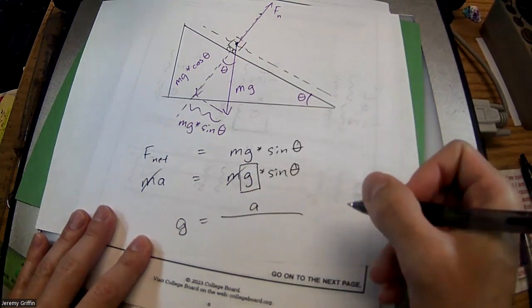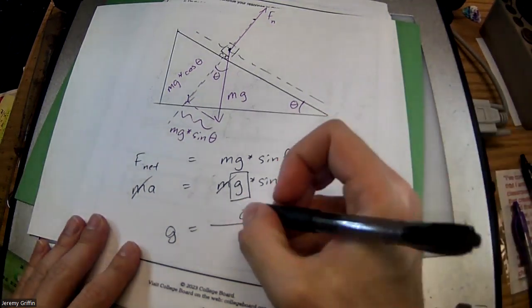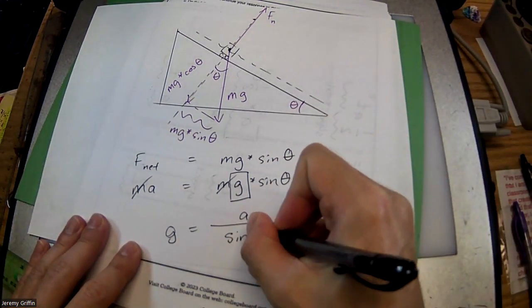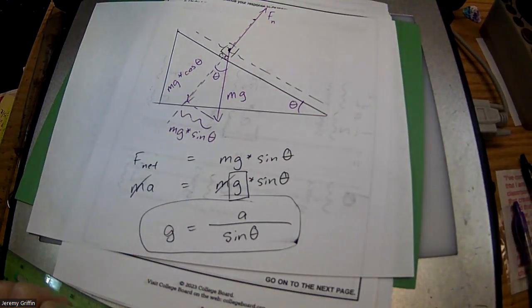Take the experimental value of acceleration, which is either the slope of the graph that you made or double the slope, depending on how you did it. Okay. Divide by sine of that angle. That's exactly what they were looking for. Okay. So if you wrote that, there you go.